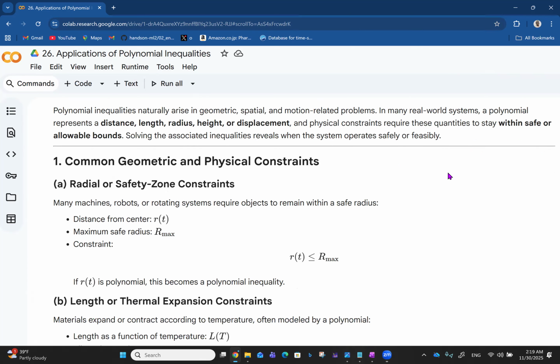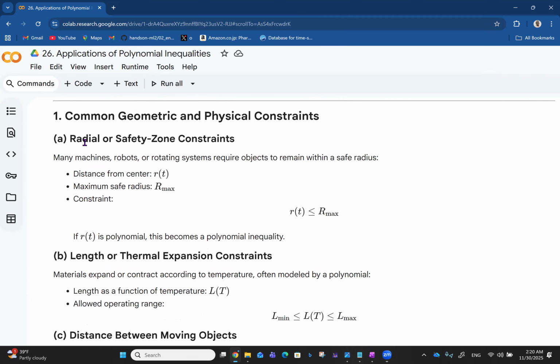So first of all, we have common geometric and physical constraints, like radial or safety zone constraints. Many machines, robots, or rotating systems require objects to remain within a safe radius. So distance from center can be something like r of t, and the maximum safe radius is r max. So the constraint can now be that the distance from the center should be less than or equal to the maximum safe radius. So if r of t is a polynomial, then this becomes a polynomial inequality. So you see how we can turn a physical phenomenon into a polynomial inequality.